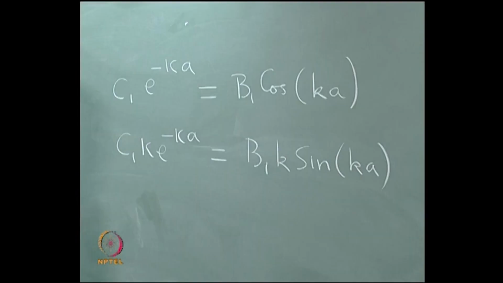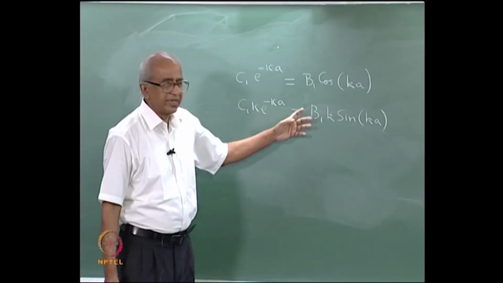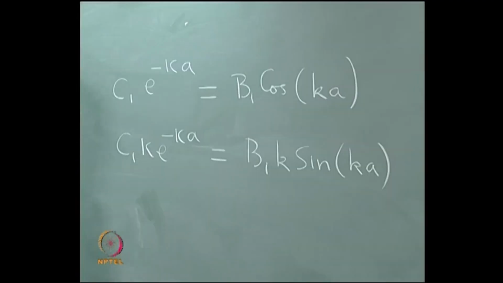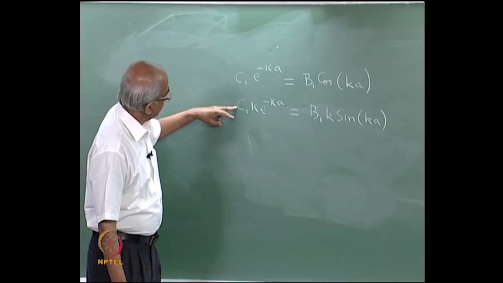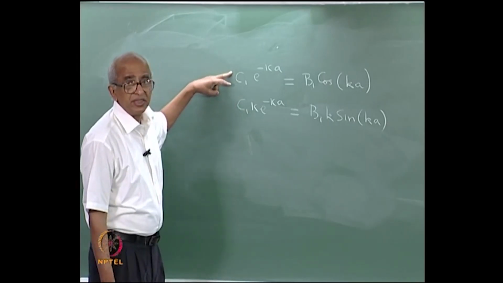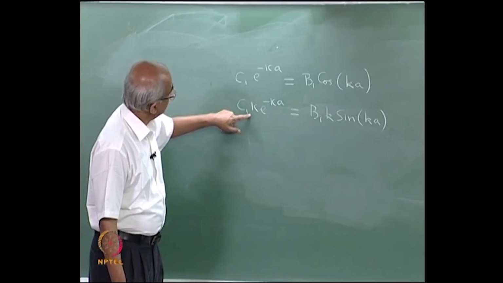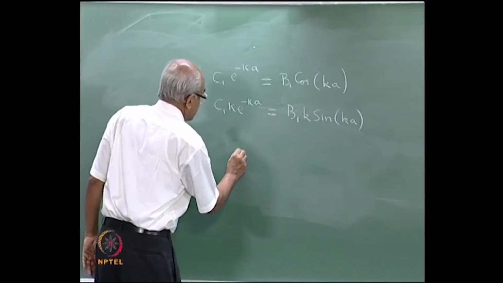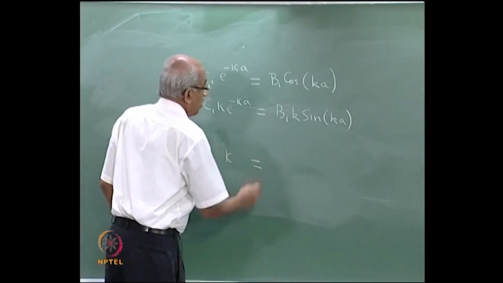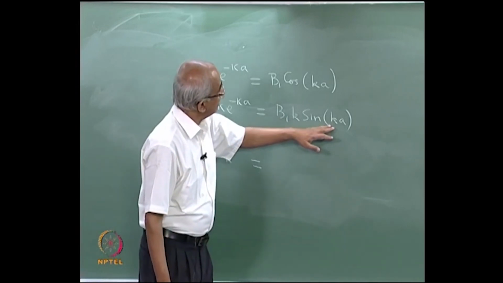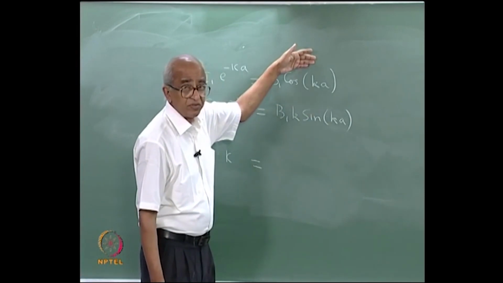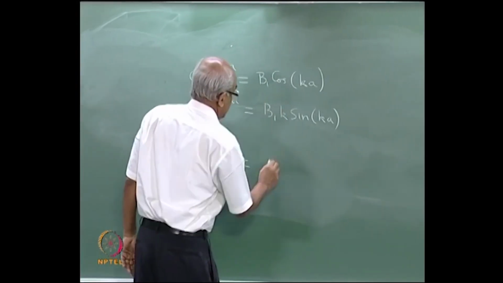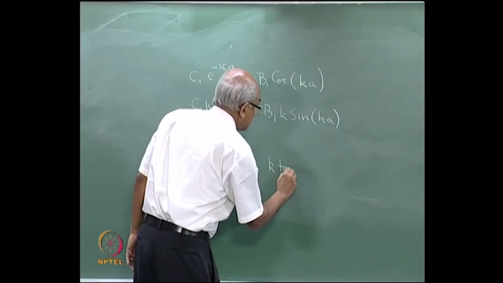See, these are the two equations that we arrived at, and of course these two equations contain the unknown quantities B1 and C1, but it is very easy to get rid of them. The way to get rid of them is simple. You take the second equation and divide it by the first equation. The left hand side of the second equation I divide by the left hand side of the first. The result is κ, and the right hand side of the second equation divided by the right hand side of the first gives k tan(ka).